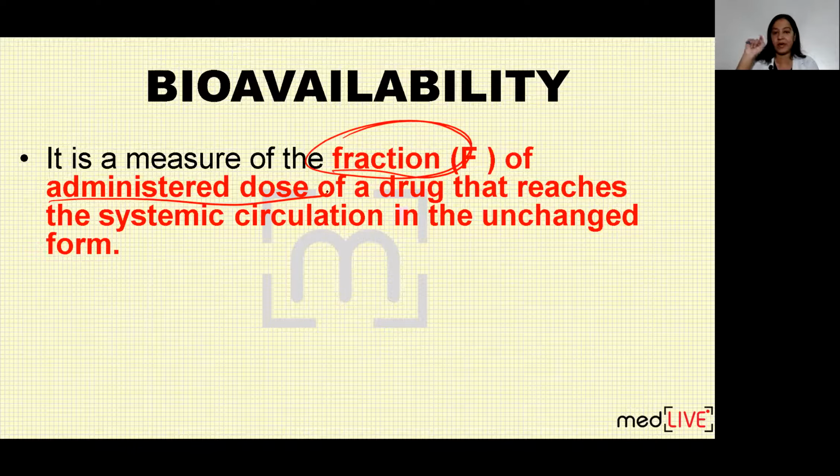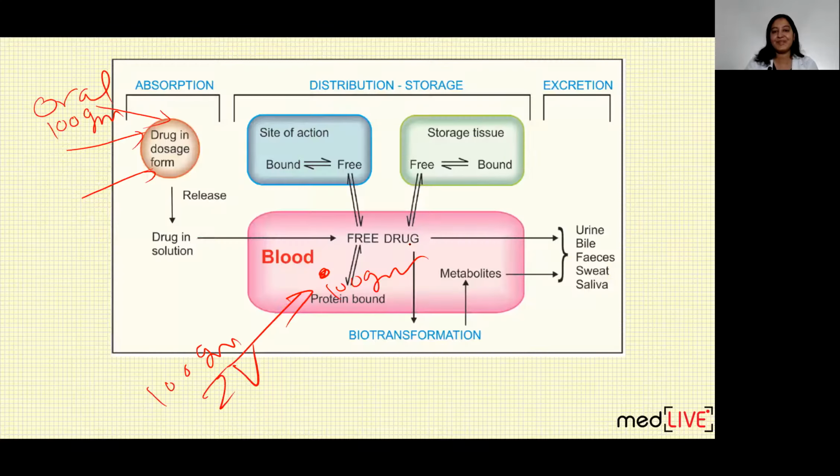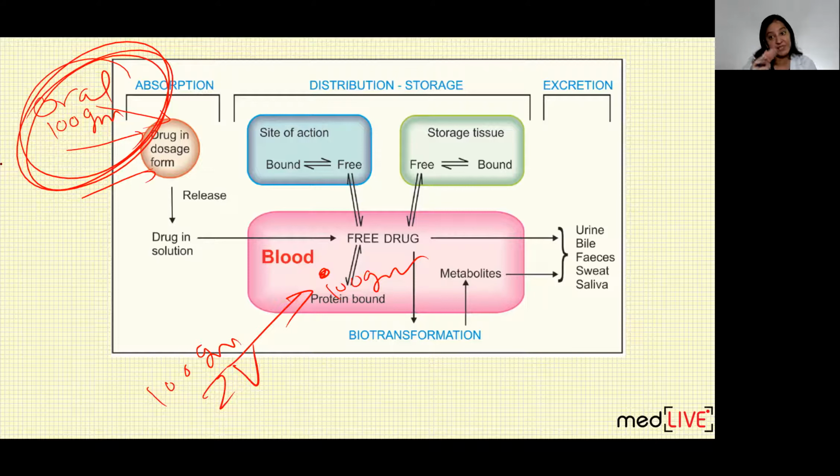Whatever you are giving, say 100 gram, a fraction of the 100 gram will reach the systemic circulation. All 100 gram will never reach the systemic circulation except in the IV route, the intravenous route. If you are giving directly in blood, it will reach 100% in blood. But through any other route, it will never reach 100%. So what is the definition? The fraction or percentage of the administered dose, in grams or milligrams, which reaches the systemic circulation is known as bioavailability.